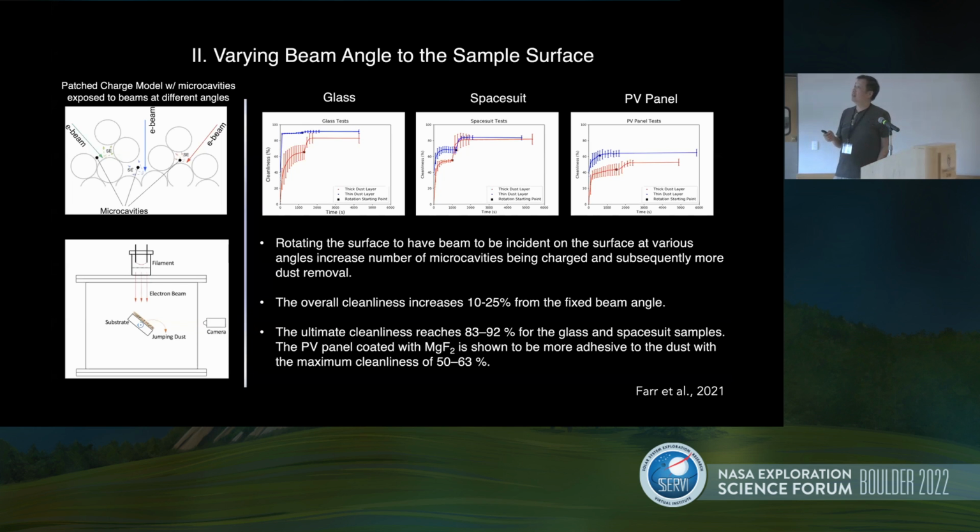So we did 3 tests on glass, spacesuit, and the PV panel. There are 2 steps. First, we just did a fixed surface, just like our first experiment. Then once the cleaning process stops, we start rotating the sample. You can see there's a bump increase that indicates additional rotation can increase the cleaning efficiency by 10 to 25%. That's pretty significant. For glass and spacesuit, we got 83 to 92% cleanliness.